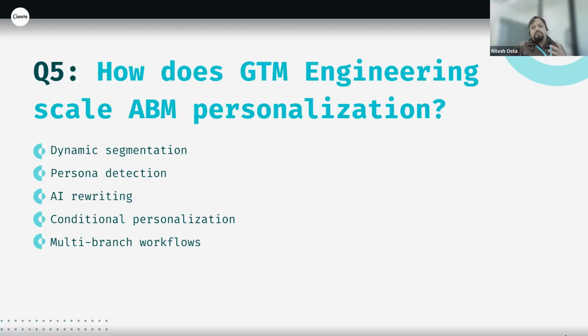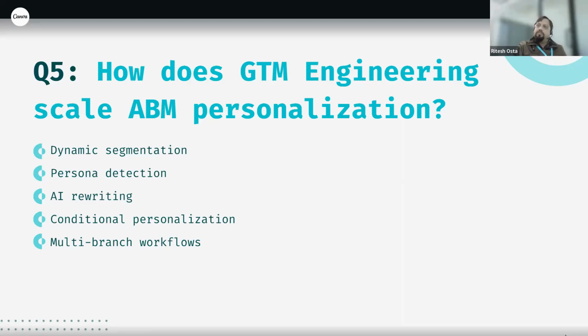Now, what is the role of GTM, or coming back to question number five, what is the role of GTM engineering when it comes to ABM personalization? Right? How can GTM engineering scale ABM personalization? As I've already said on the first question, dynamic personalization is super important. Persona detection. Okay. If I put up certain conditions within Sales Navigator, I can detect the personas. Right? I can detect the accounts. Right. And then I can create an agentic AI and push those accounts into my HubSpot in real time using agentic AI.